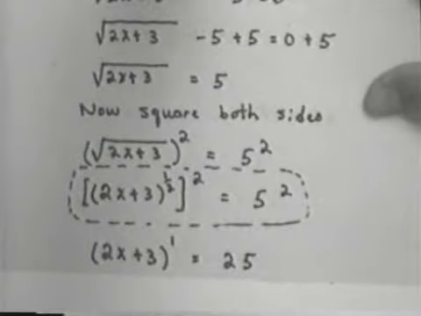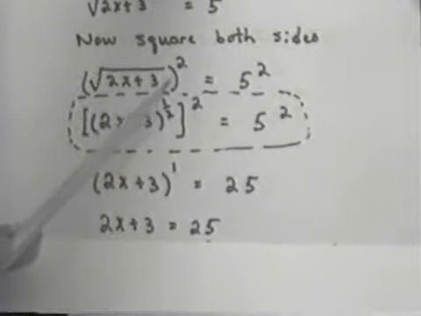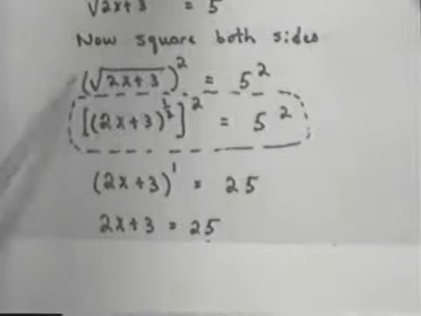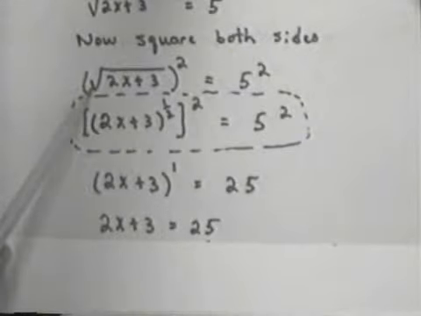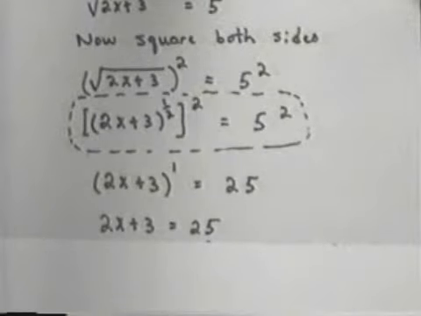Now 2x plus 3 to the first is just 2x plus 3. So I have 2x plus 3 is 25. So notice that squaring simply eliminated the radical. Squaring eliminated the radical, because the radical means, the square root means exponent 1/2. To raise a power to a power, I multiply the exponents, keep the base. 1/2 times 2 is 1. So the end result is that squaring simply eliminated the radical. Now of course 5 has no radical with it, so when I square the 5 I get the 25.